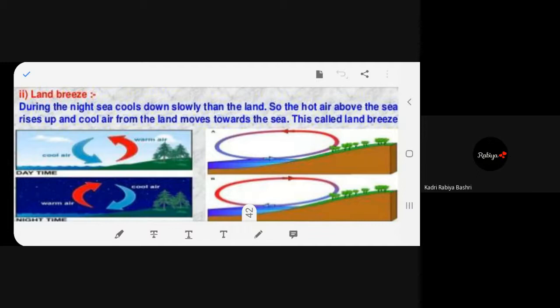The land is getting cooler or the sea is getting cooler? Land. The land cools faster than the sea. Sea takes a lot of time to cool down. So they are cooling down very slowly. So whose temperature is more than the land? Sea temperature is more than the land, right, beta? Sea temperature is more than the land during night time. Do you agree?